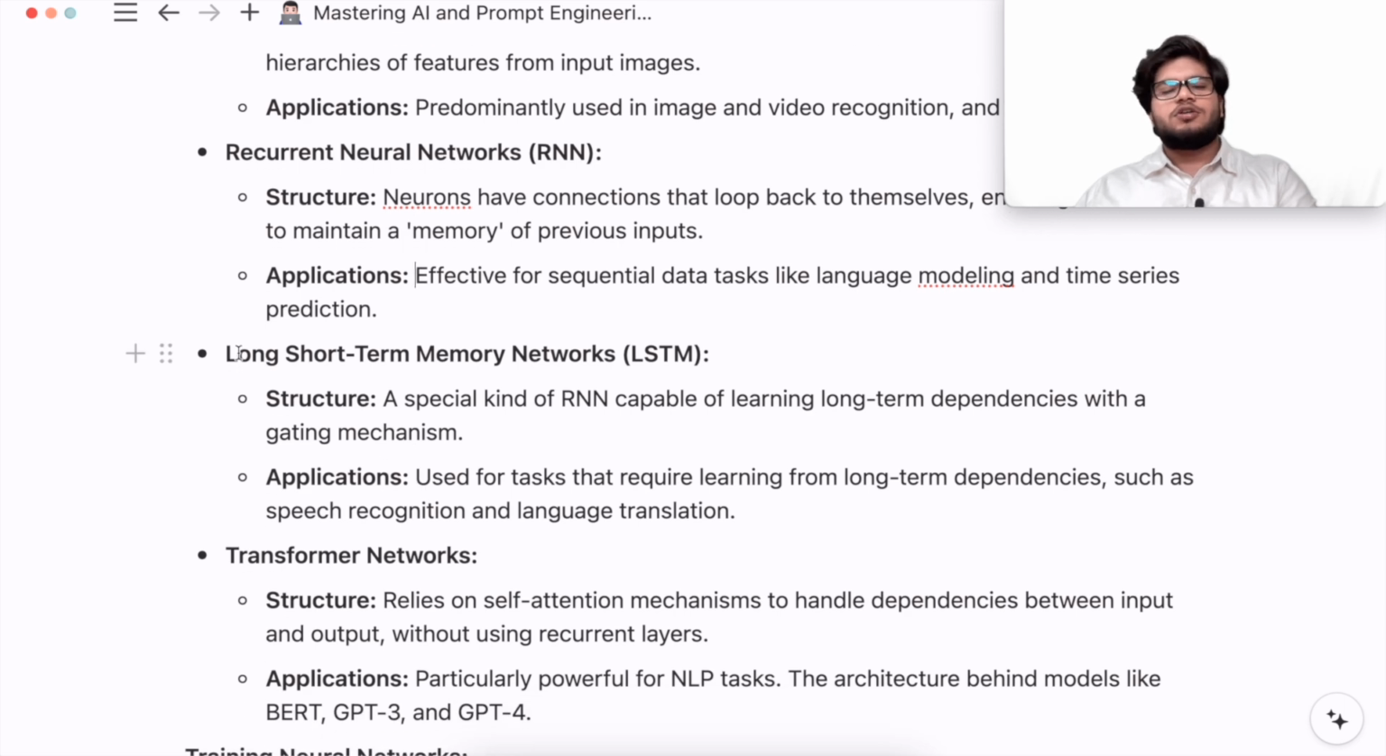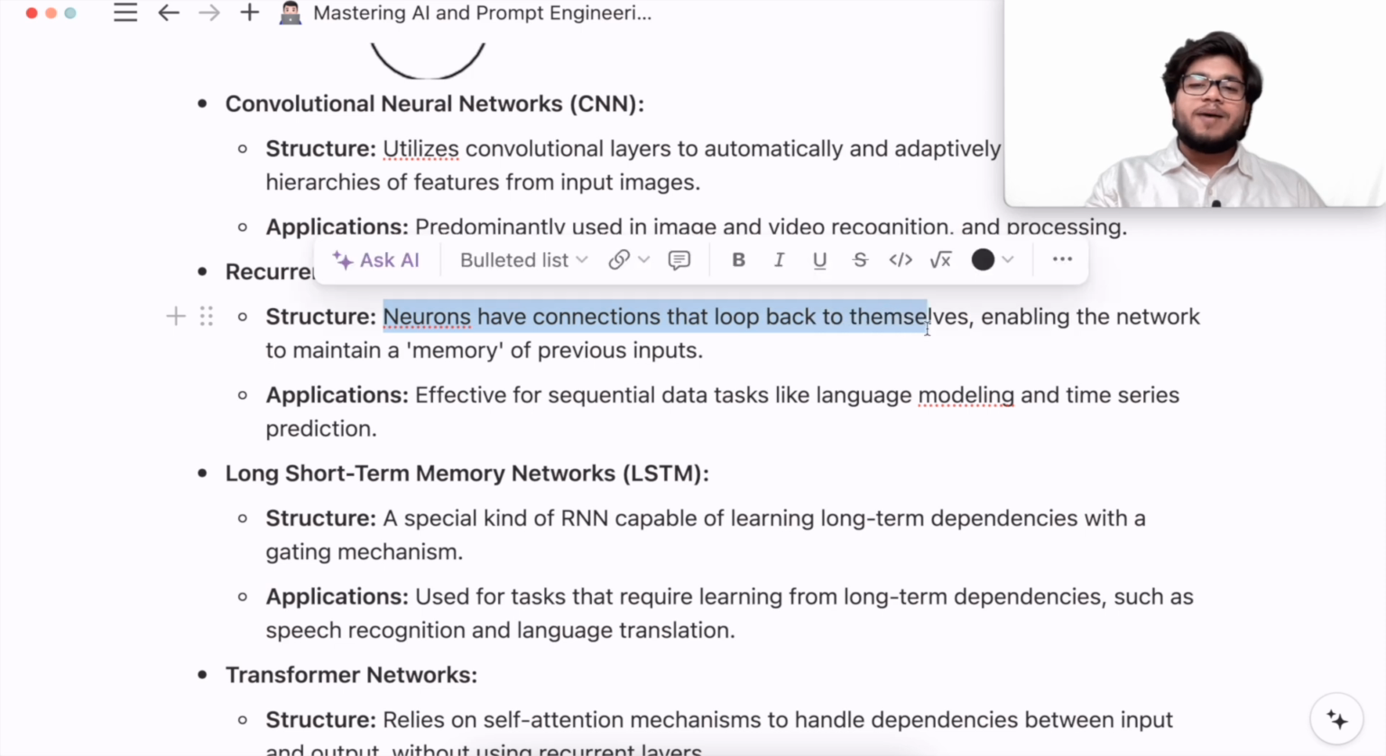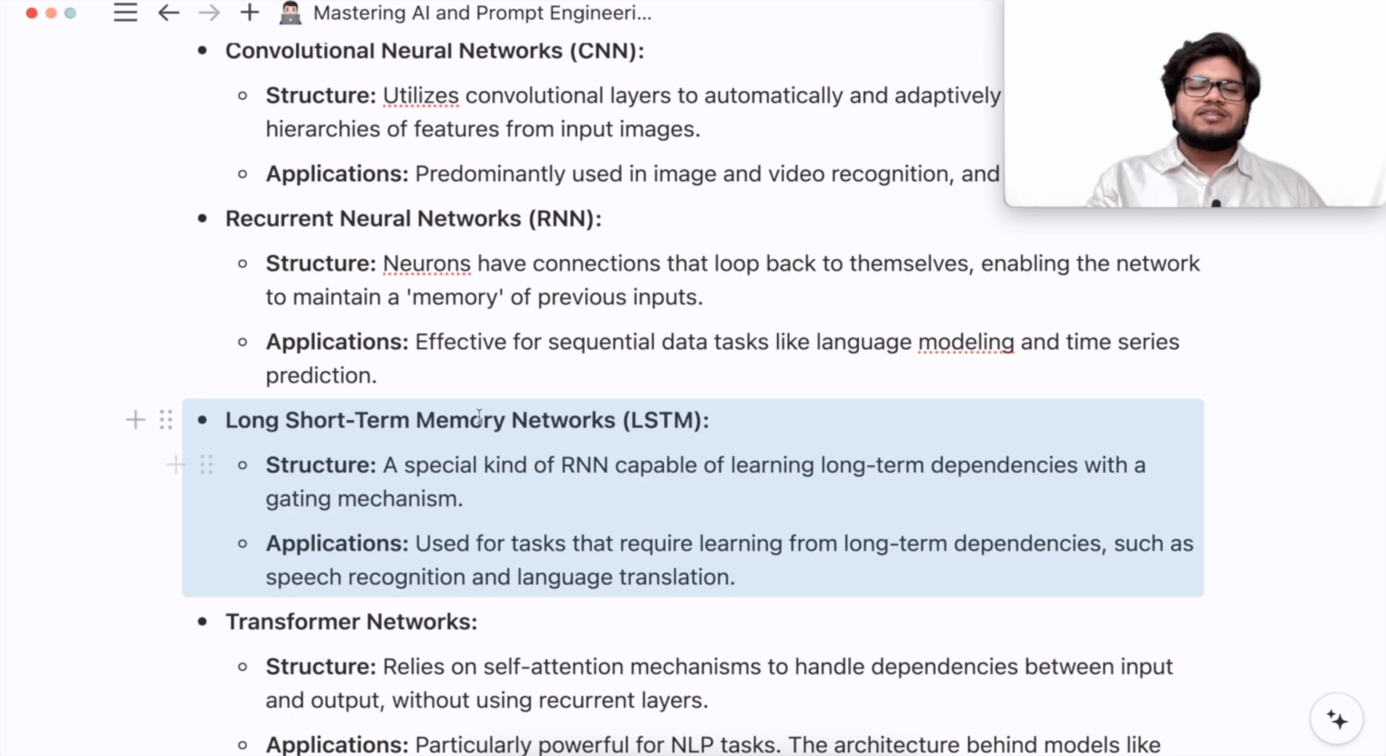Now let us see the long short-term memory network, also coined as LSTM. The structure of the long short-term memory network is a special kind of RNN. We have studied RNN. In RNN, neurons have connections that loop back to themselves. For storing memory, RNN is used, and this long short-term memory network is a type of RNN. It is a special kind of RNN capable of learning long-term dependencies with a gating mechanism.